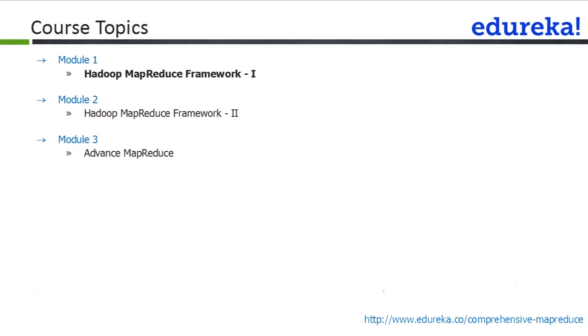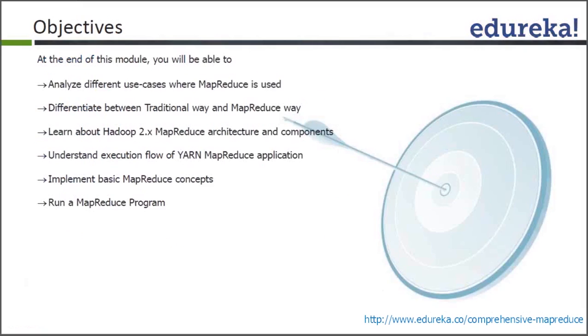First part of our MapReduce framework. Then we will have a second part, and then we will go ahead with advanced MapReduce. Okay, perfect. So in this module, we will talk about what all are the use cases where MapReduce is used. What is the difference between the traditional way of computing and how does MapReduce change the paradigm? Look at the Hadoop 2.x MapReduce architecture and the components. Understand the flow of your MapReduce execution. Implement the basic concepts and run a MapReduce program.